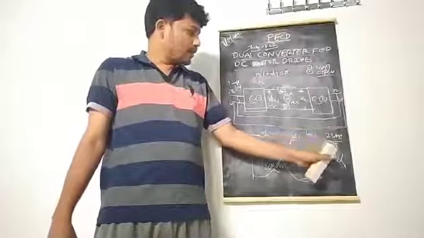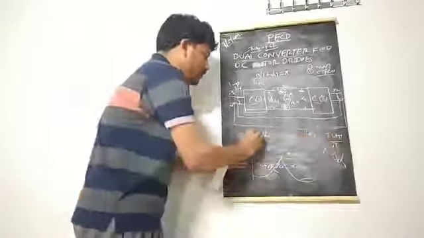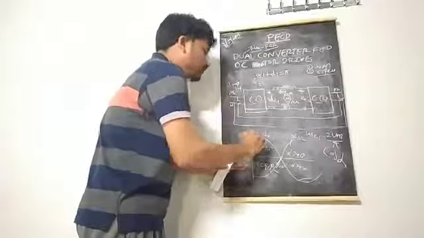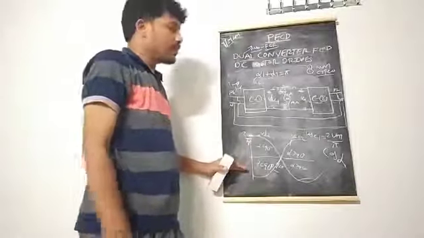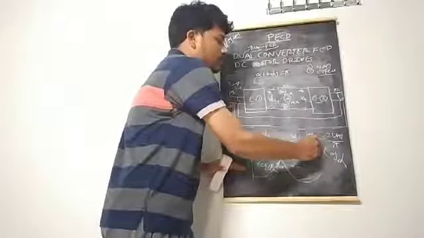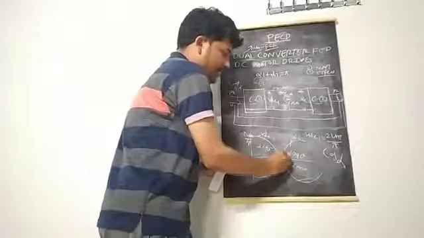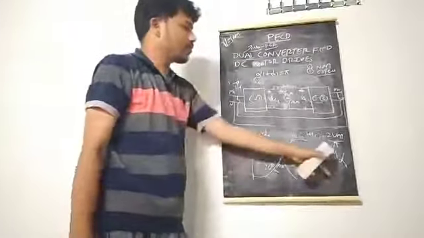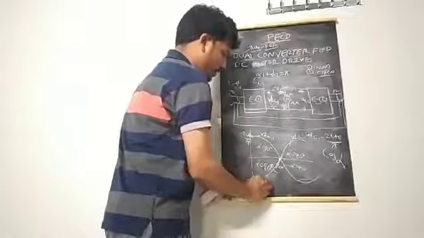What is 2Vm by pi cos alpha? Here alpha is equal to 0. What is the value? 2Vm by pi. This is the 2Vm by pi value. If alpha is equal to 90 degrees, cos 90 is 0. So 0 into 2Vm by pi, again we got VDC1 is equal to 0. Therefore at 90 degrees we got 0. If alpha equal to 180, the value is negative, minus 2Vm by pi.